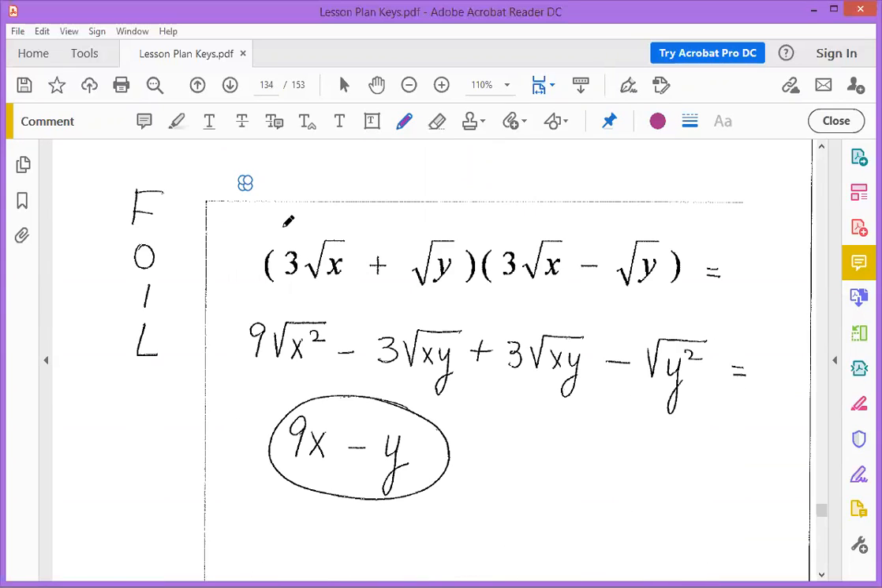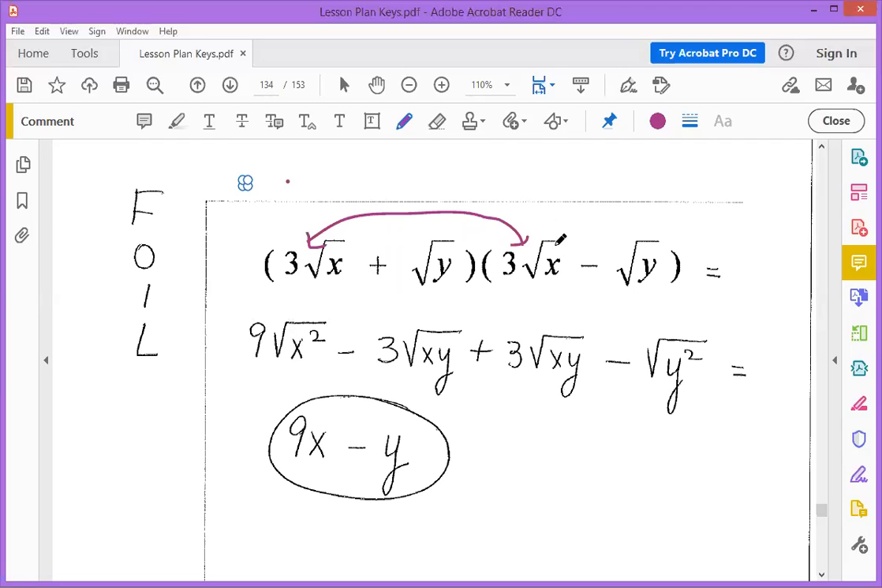All right, let's look at some more examples where you have to FOIL. So our first terms, outside, notice we're multiplying the terms that are outside together, and then we're multiplying the terms that are underneath the square root symbol. So outside of the square root symbol, 3 times 3 gives us 9. We keep it outside. Underneath the square root, we see x times x. That gives us x squared. We keep that term underneath the square root. So it's 9 times the square root of x squared.